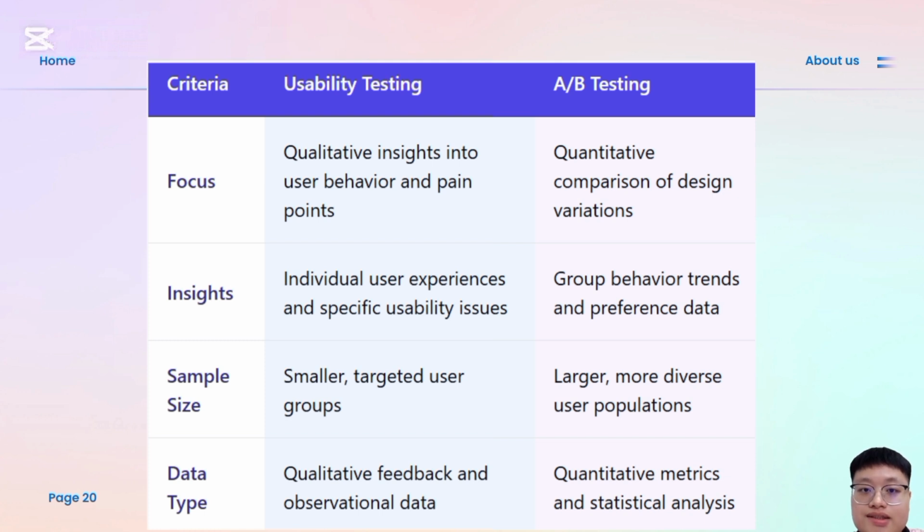Now let's talk about the sample size between them. For usability testing, it's smaller, targeted user groups, while for A/B testing, it is a larger, more diverse user population. And lastly, data types. Usability testing has qualitative feedback and observation data, while A/B testing has quantitative metrics and statistical analysis.